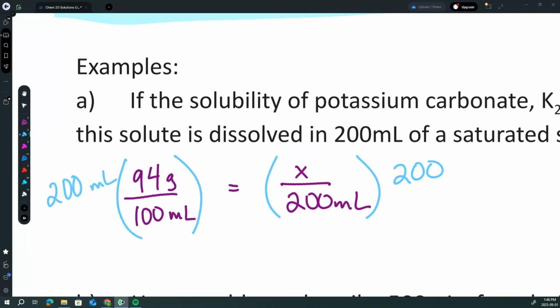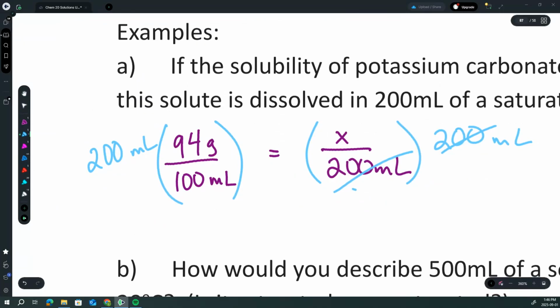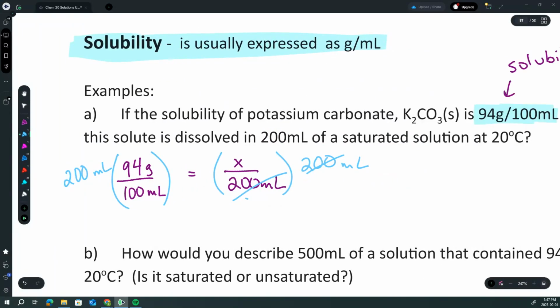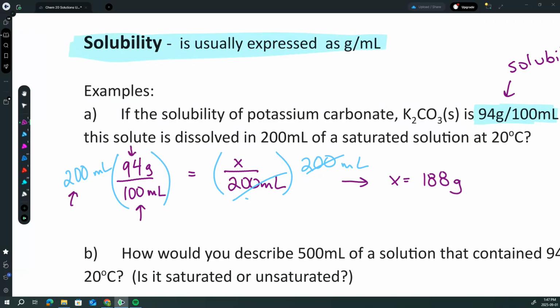and I should write milliliters here. So those cancel out. And now 200 times 94 divided by 100, that's going to give us 188 grams. So again, what we were doing was taking 200, multiplying it by 94, and then dividing it by 100. Okay, and for units, since milliliters is in the top and the bottom, those cancel out, and that's why we're left with grams.